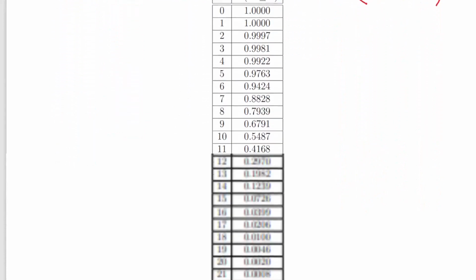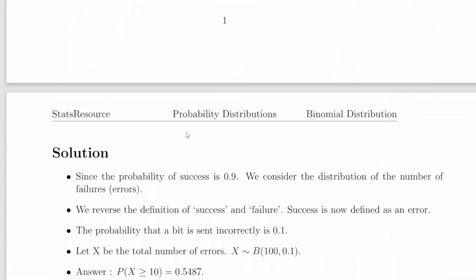Since the probability of success is 0.9, we consider the distribution of the number of failures, and that is our definition of success. We reverse the definition of success and failure. Success is now defined as an error, a bit sent in error. It's a little hard to get your head around at the start, but it's just two events: one is the success, one is the failure. Typically, the success is the possible outcome that's less probable. So the probability that a bit is sent incorrectly is 0.1.